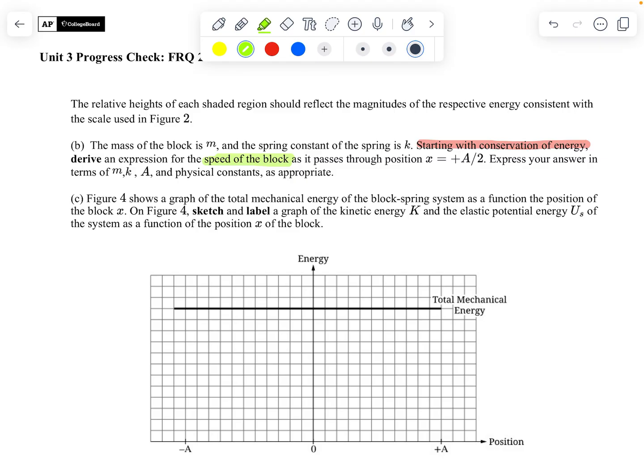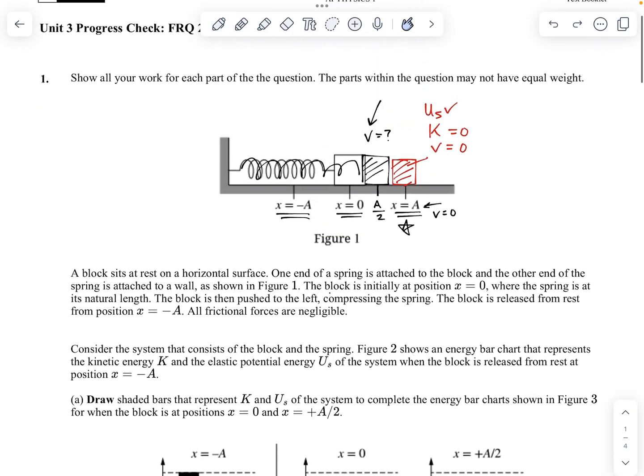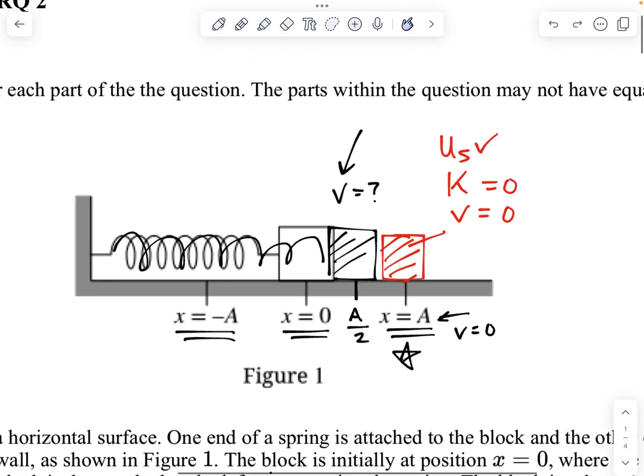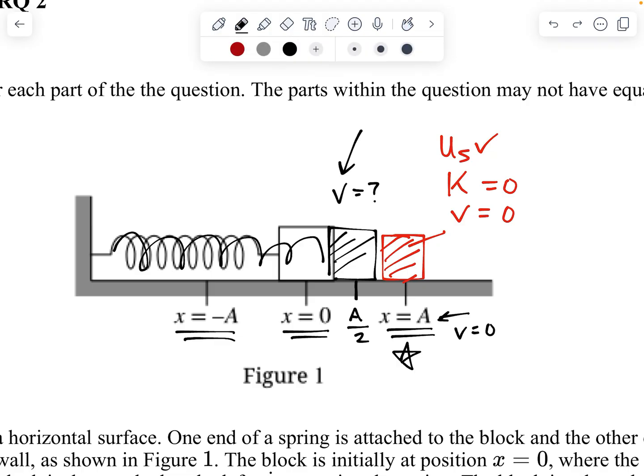All right, let's take a look at the situation. What's going on at a over 2? I've drawn the location a over 2, right? At this position, the block would be moving. We don't know if it's moving left or moving right. It could be either one. But the bottom line is it has velocity, so it has kinetic energy at that point.